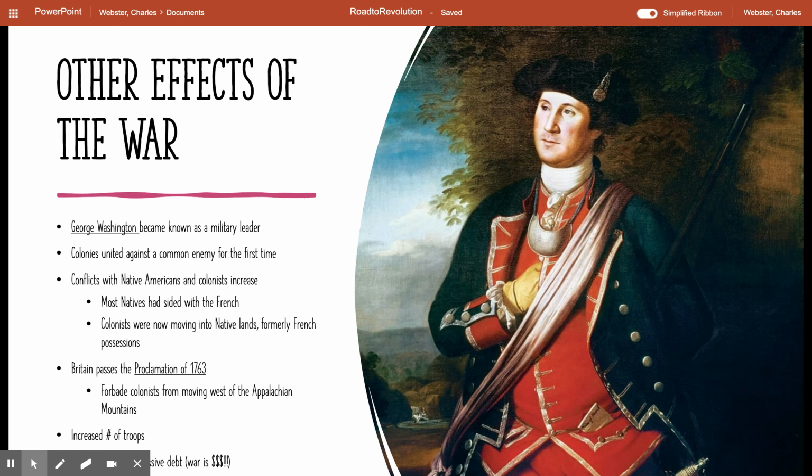Another effect was that it increased the number of troops in the area, because the British needed soldiers there to claim the newly won territory. But they didn't want to increase combat with the Native Americans because they knew that was very expensive. And Britain was already in massive debt because of the war. War is very expensive. You have to pay for soldiers, ships, and supplies, and they also had to pay for damages from battles.